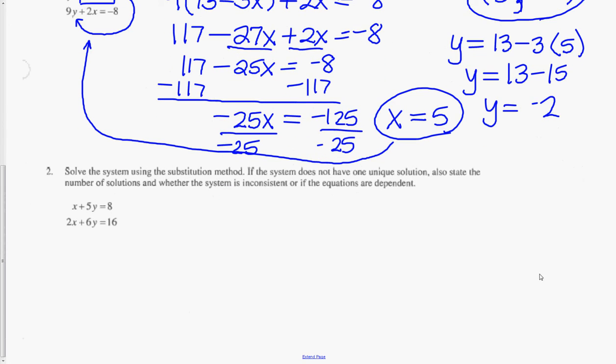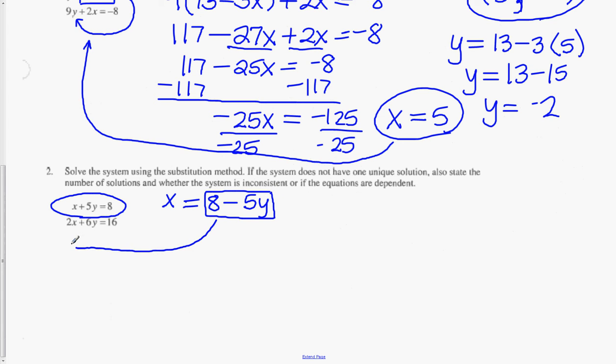Let's look at this next one. Now, the difference between number 2 and number 1 is neither one of my equations are solved for either x or y. So I'm going to look at them, and I'm going to choose an equation that has either a 1x or a 1y in it, and I'm going to use it. So this top equation has a 1x in it. So I'm going to solve it for x. So I would be subtracting 5y from both sides. So that gives me 8 minus 5y if I move that 5y over. Now I'm going to box in 8 minus 5y, take it down here and put it in for the x in the second equation.